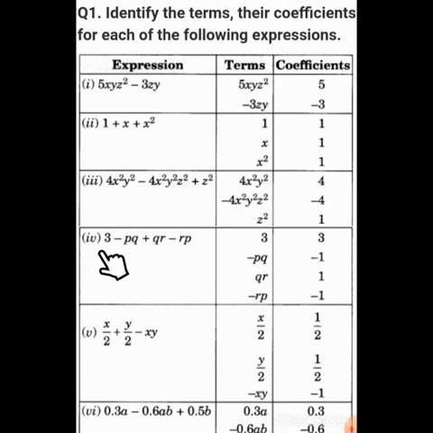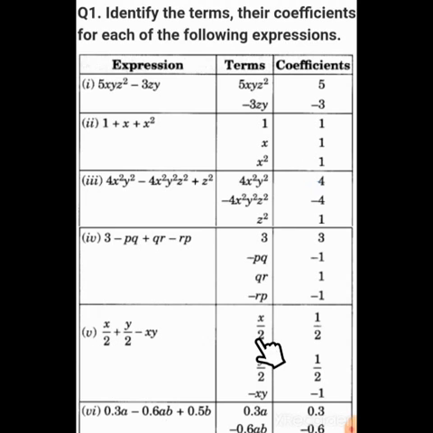Now the fourth one, 3 minus pq plus qr minus rp. Here there are 4 terms. The first is 3, the second term is minus pq, the third is qr and the fourth is rp. In the first term 3 is the coefficient, in the second term minus 1, in the third term 1, and in the fourth term minus 1.